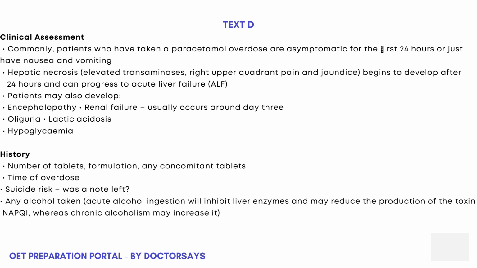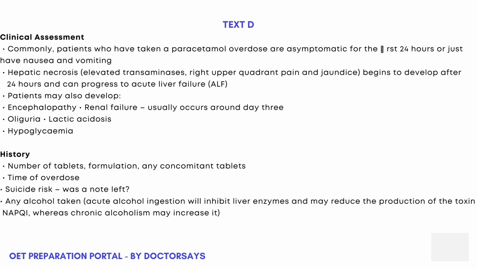If we go through this text over here, right here it is written clinical assessment, that commonly patients who have taken a paracetamol overdose are asymptomatic. If they're talking about asymptomatic, that means they will mention the symptoms as well. So they're asymptomatic for the rest of the 24 hours or just have nausea and vomiting. But if they have hepatic necrosis and they have right upper quadrant pain, jaundice, it develops after 24 hours. It can progress to acute liver failure as well, and the patients may develop encephalopathy, renal failure, oliguria, hypoglycemia, lactic acidosis. These are all the symptoms, and this is where our answer lies.